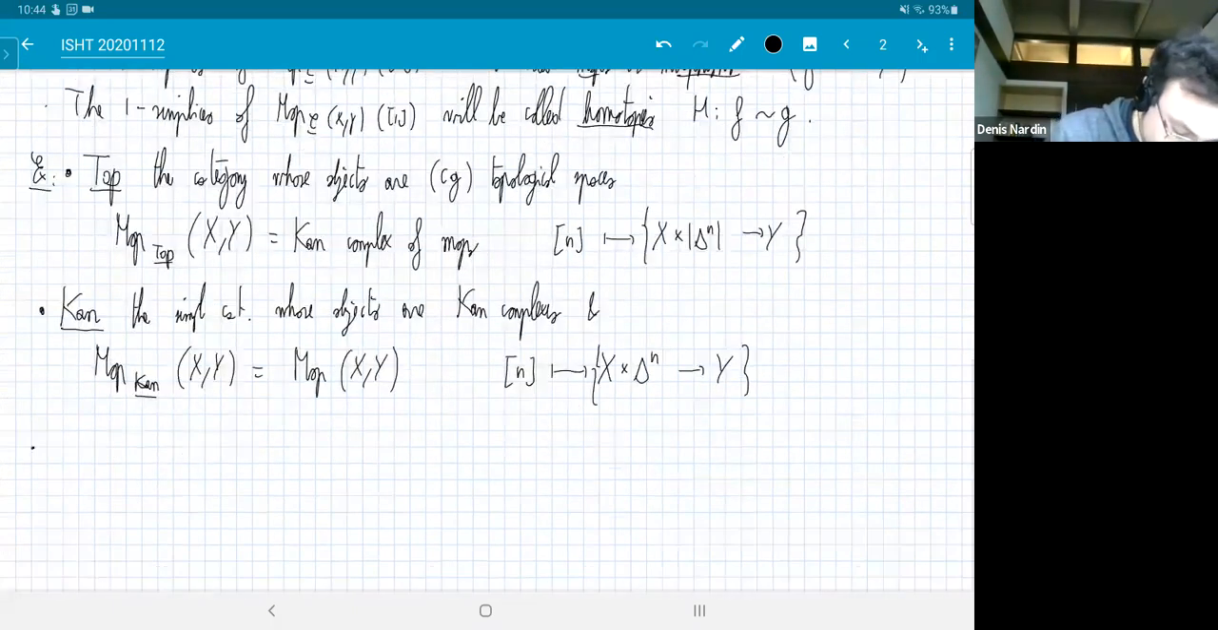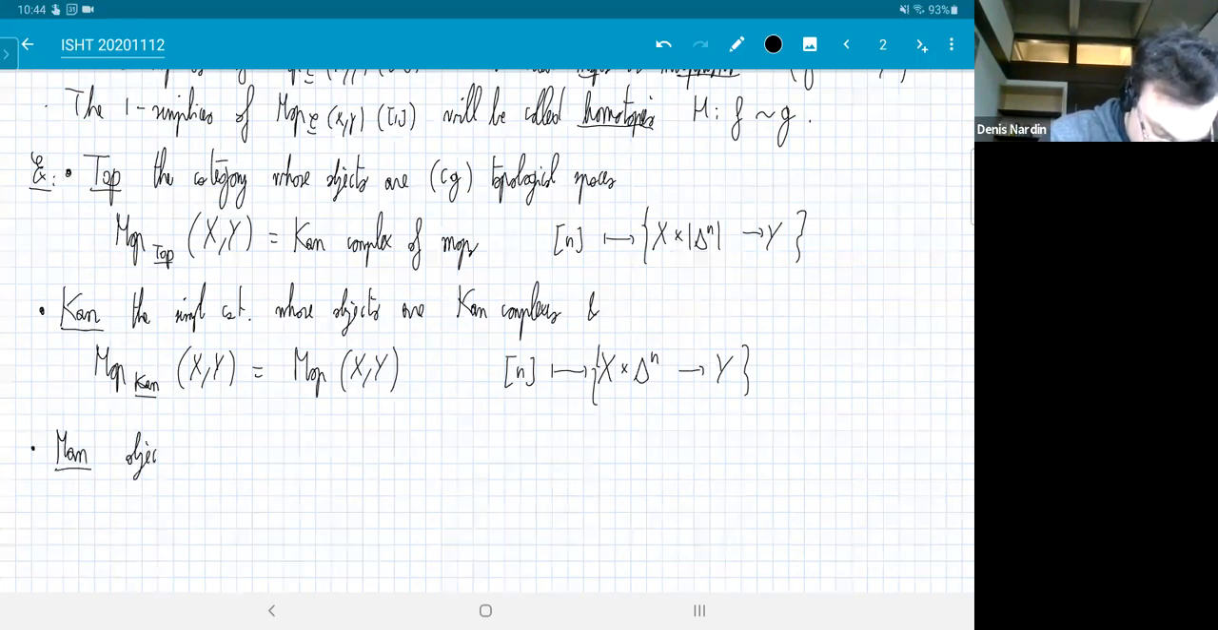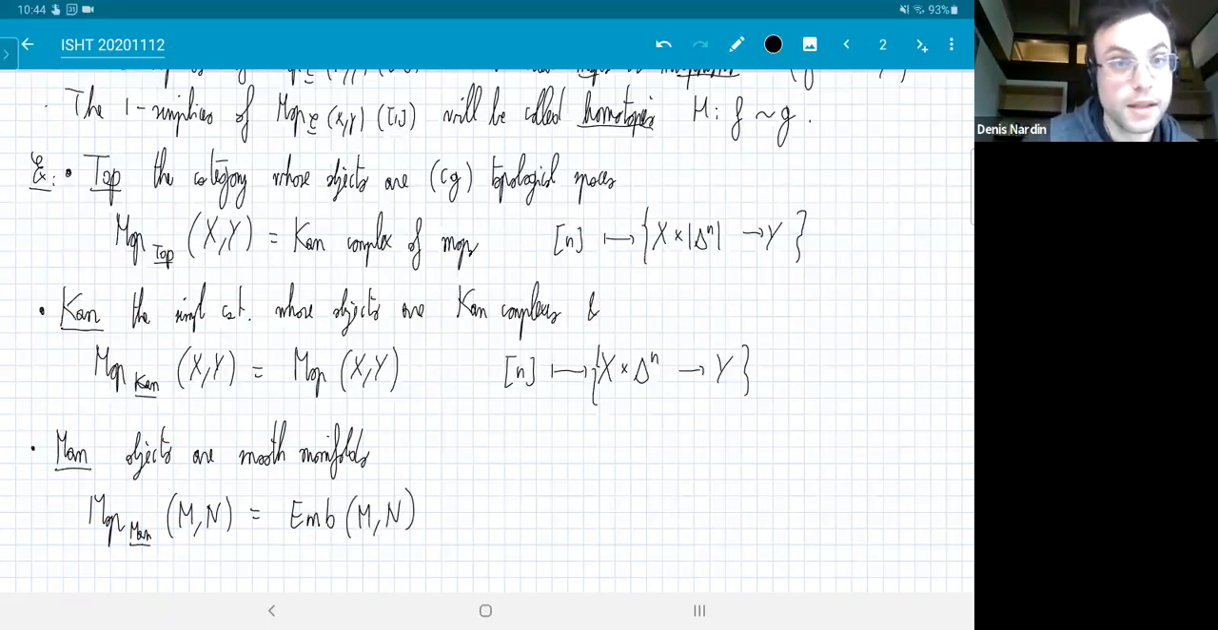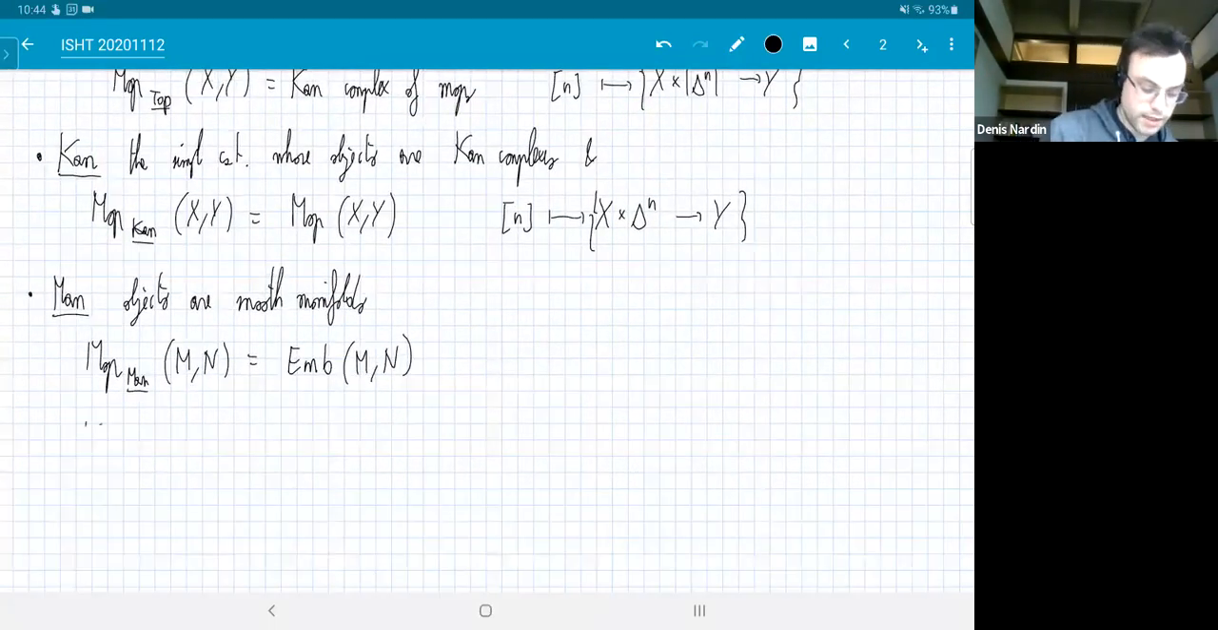but you can play more fun games. You can, for example, take Man, whose objects are, say, smooth manifolds, and map Man M comma N is just the Kan complex of embeddings that we gave as an example some time ago. This still makes sense. And you can play this game many, many times. And you hopefully see how these things are given.